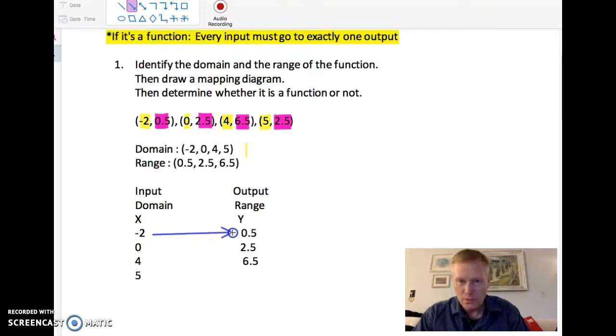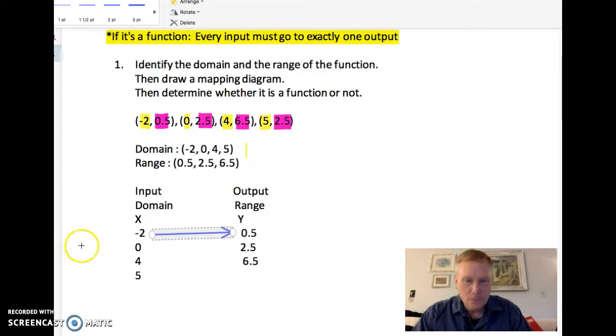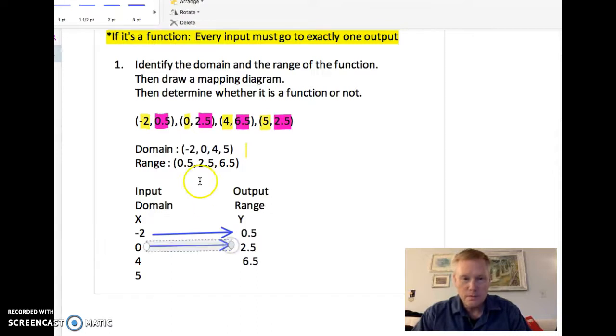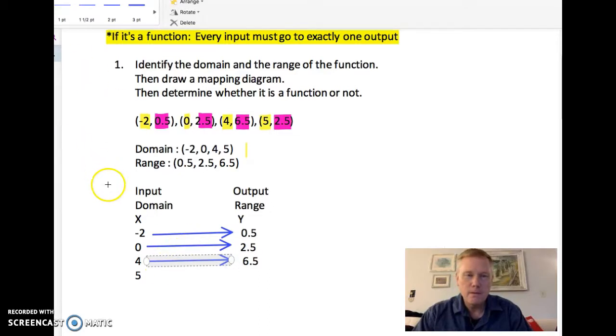All right, so -2 goes to 0.5. 0 goes to 2.5. 4 goes to 6.5, and I'm just pulling these right out of the points. And the last one, 5 also goes to 2.5. So that one's got like a double arrow going at it.